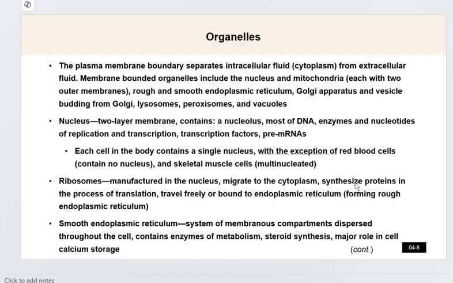Some of the sites it's located in also are involved in some of the steps in steroid hormone synthesis. It's also the site of synthesis of new membranes that can refresh the cell membrane or organelle membranes. Okay. Smooth endoplasmic reticulum is a major site of cellular calcium homeostasis.